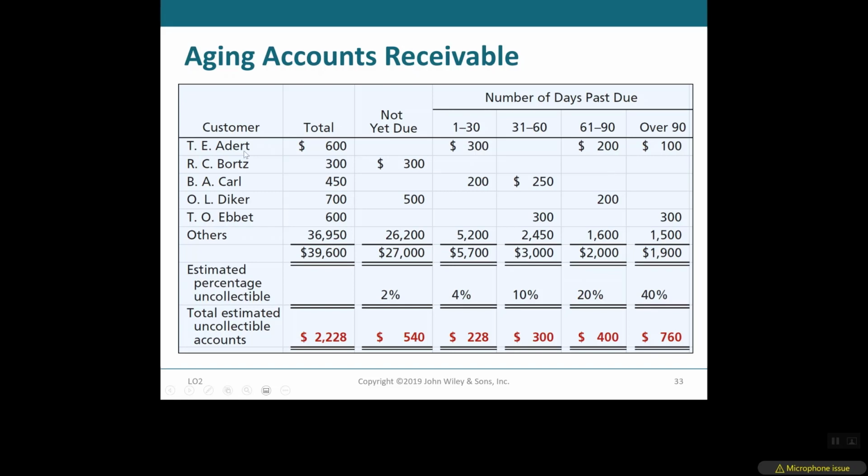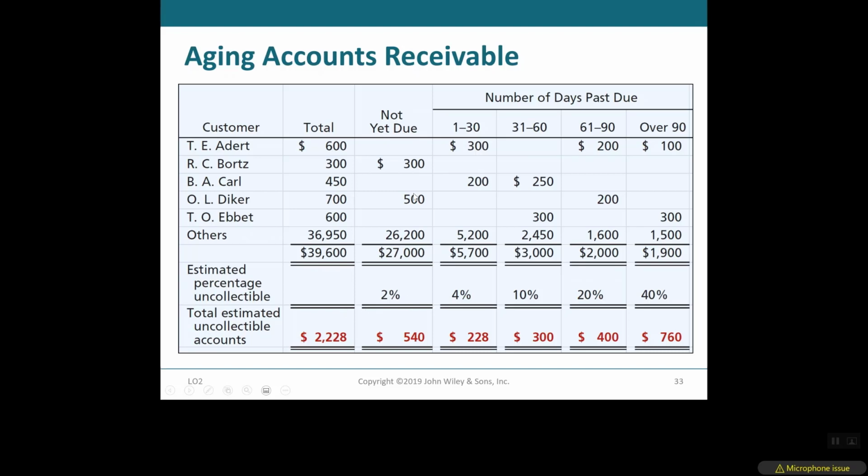So for example, the first one, TE Advert, owes a total of $600. Between 1 to 30 days, he owes 300. Then the amount he owes between 61 to 90 days, and the amount he owes over 90 days. Okay, so what they do is allocate, spread out the money for each person that owes them.